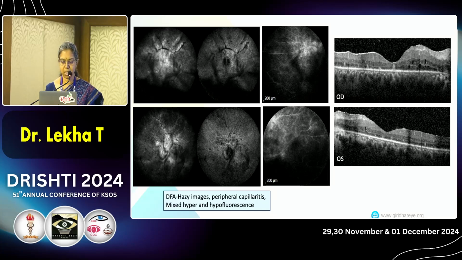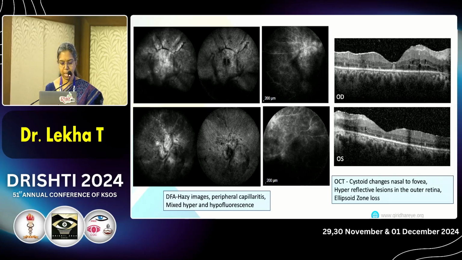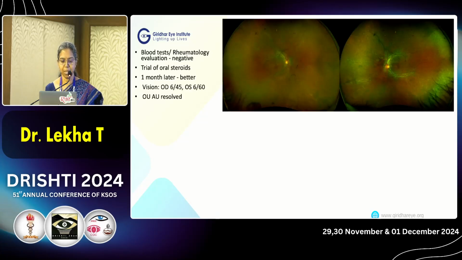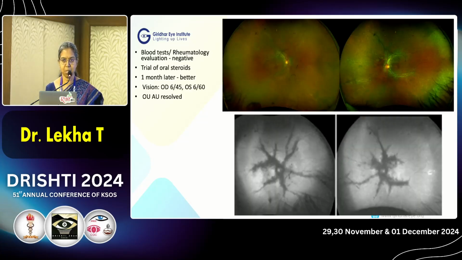OCT showed intraretinal fluid, hyperreflective lesions in the outer retina, and significant EZ loss. So what are we looking at? I was finding it a little difficult to come to one diagnosis. Anyway, all his workup turned out to be negative, so we gave a trial of oral steroids, and when he came 1 month later, the fundus view was better, which revealed a little more pigmentary changes, but it was delineated much better on autofluorescence, which gave us a diagnosis of pigmented paravenous retinochoroidal atrophy.